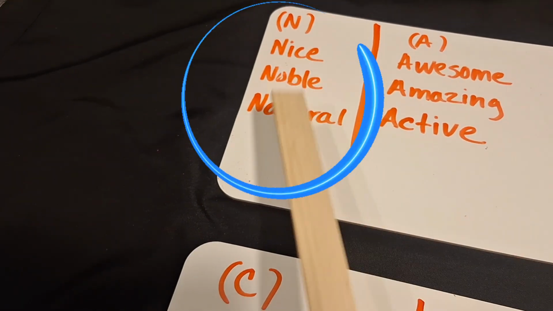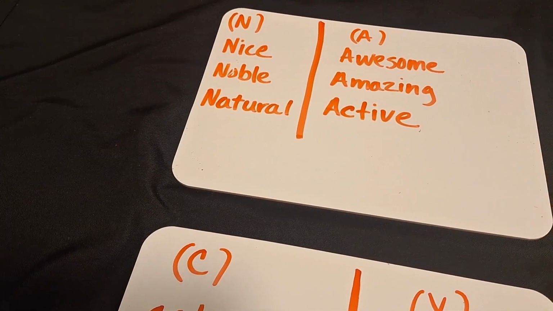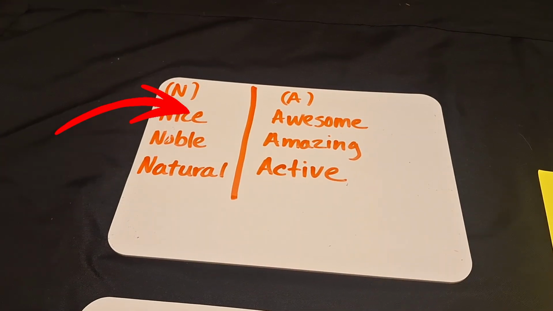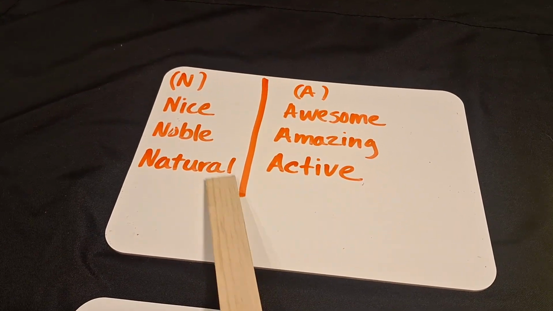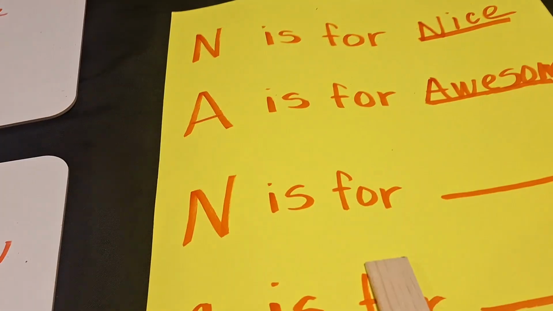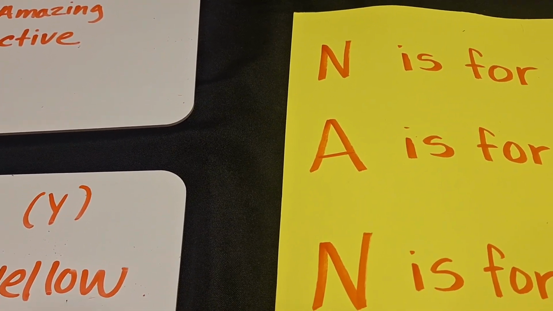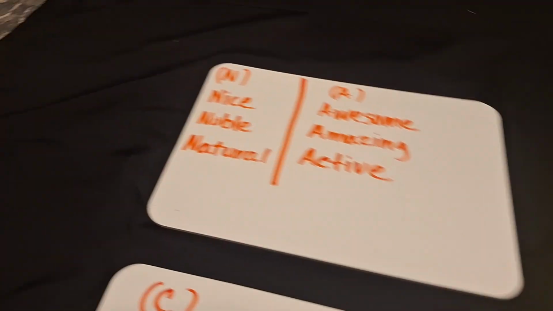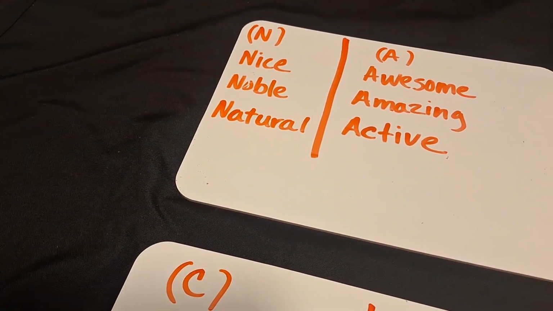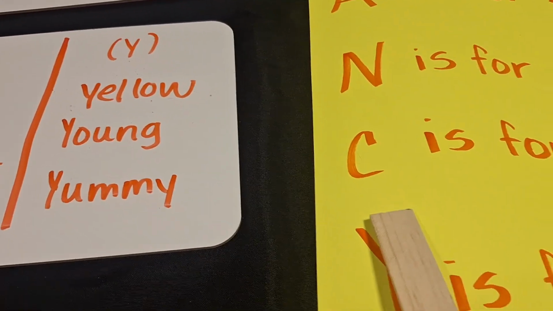N is for, let's go back over. We've already used nice. You want to use noble or natural. Oh, she's a natural. That's right. She is so herself all of the time. So N is for natural. Here's natural. So let's spell natural on our sheet. N-A-T-U-R-A-L. Very good. Natural. Next letter is C.